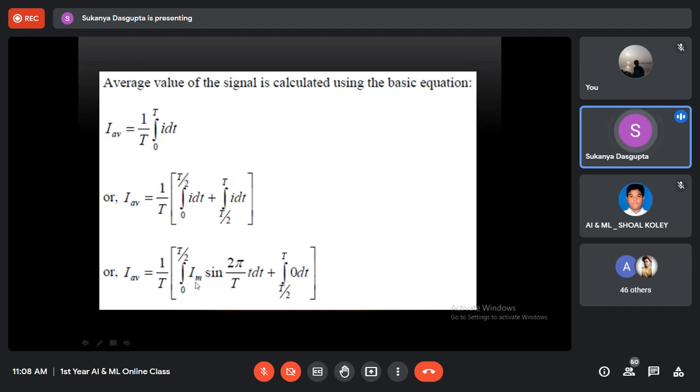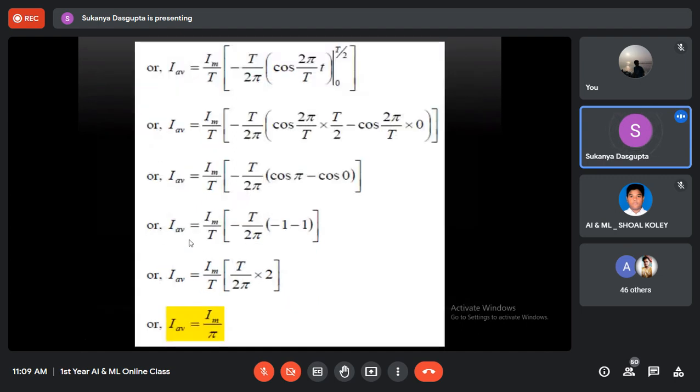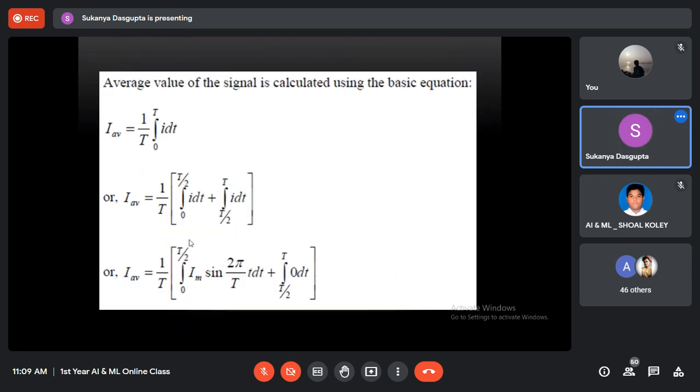What is I? I is Im sin 2 pi by T, or Im sin omega t, into dt. And for T by 2 to T, it's 0. So only this part will be under calculation, and after the calculation, you will get I average equal to Im by pi. For half wave rectified sine wave, average value is equal to Im by pi.